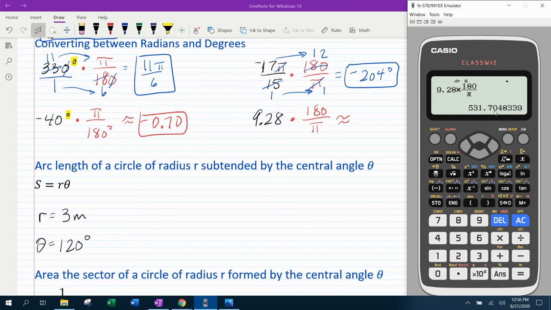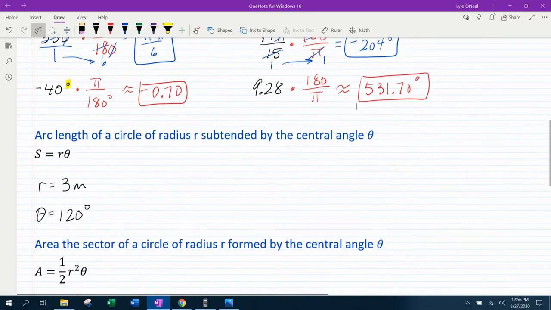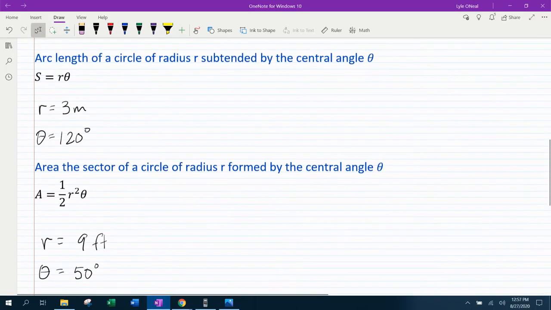And rounded to the nearest hundredth, I see a 4, which makes that stay 70.531.70. And don't forget your degree symbol. If you don't put the degree symbol, that means it's a radian, so that's a degree. And there's 2 examples going both directions, radians to degrees and degrees to radians, okay?